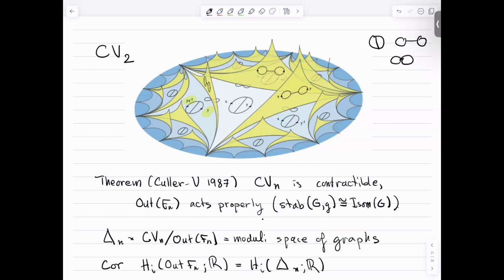And the theorem, which was proved in ancient times, is that this is a contractible space and this action is proper. And if you have a contractible space and a proper action of a discrete group, then you know that the quotient has the same rational homology, or real homology, as the group. So you can actually use this to compute the cohomology of Out(Fn).